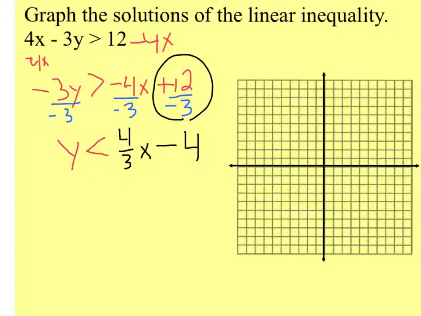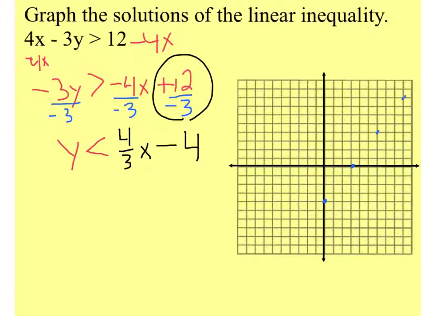Now I am ready to graph. So I'm going to start at negative 4. 1, 2, 3, 4. I'm going to make a dot. And then I'm going to go up 4 over 3. 1, 2, 3, 4, 1, 2, 3. Again, 1, 2, 3, 4, 1, 2, 3.